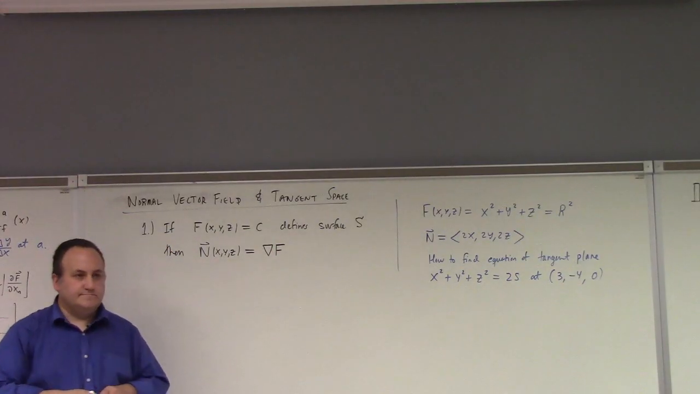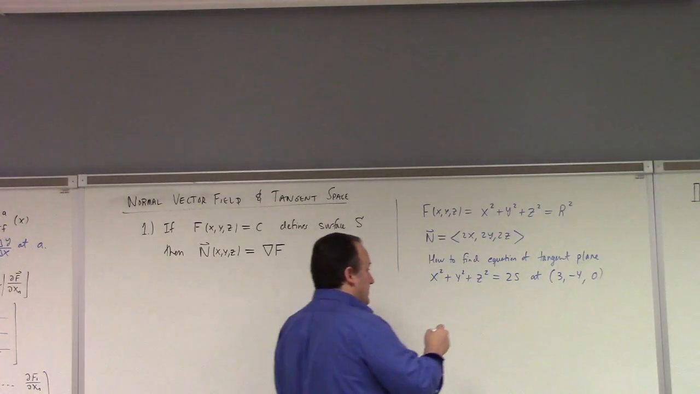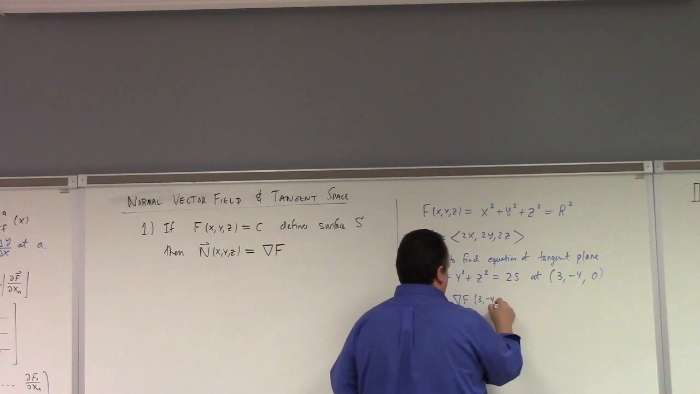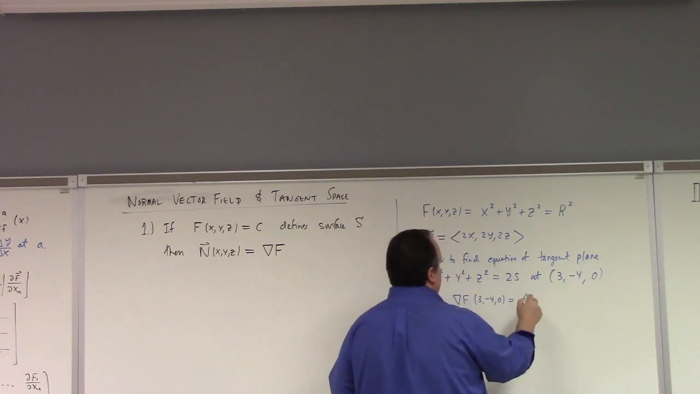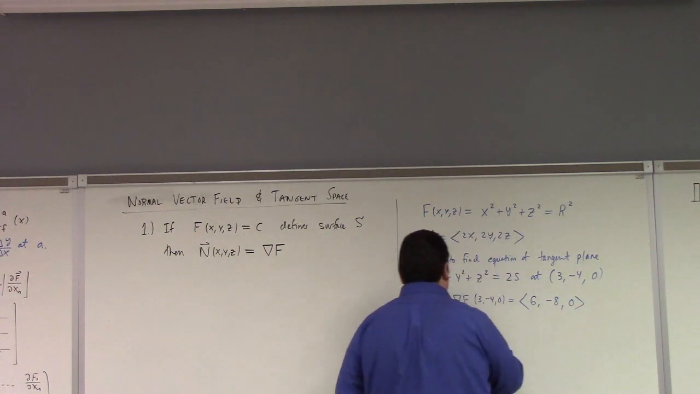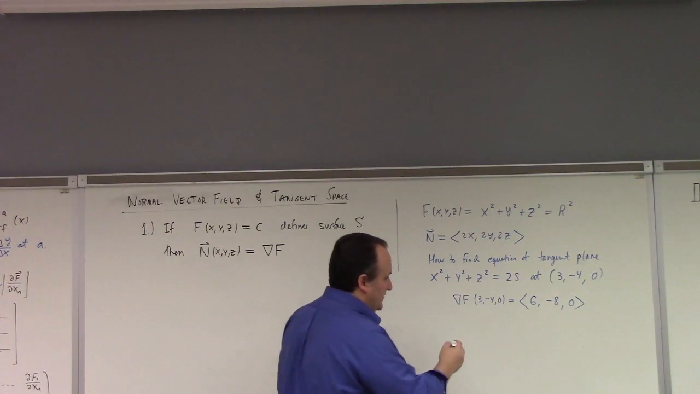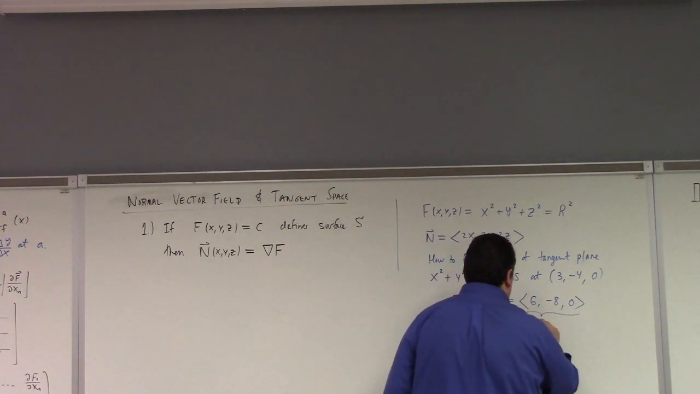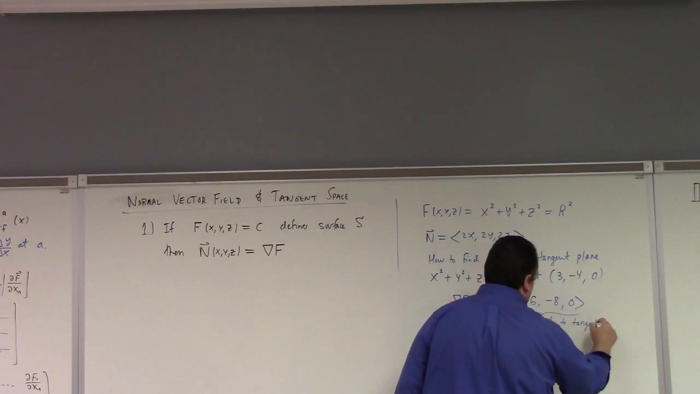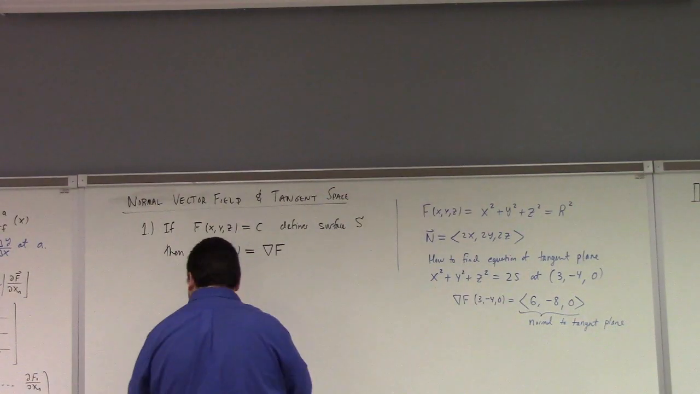I think it is. So the normal at that point is what? It's (6, -8, 0). And that's a normal. This gives a normal to the tangent plane. So what's the equation of the tangent plane?